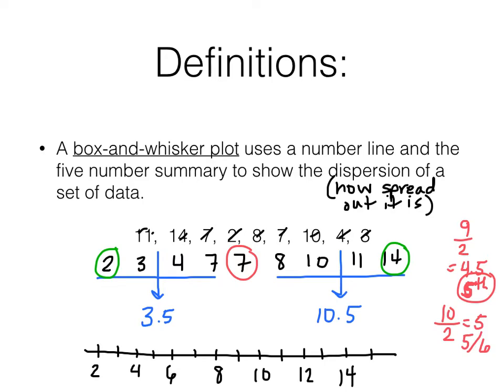Now that you've done that, put a dot at each of the 5 numbers in our 5-number summary. So we'll put a dot at 2, and I like to float mine above like that. We're going to put a dot at 3.5. We're going to put a dot at 7. We're going to put a dot at 10.5. And we're going to put a dot at 14.